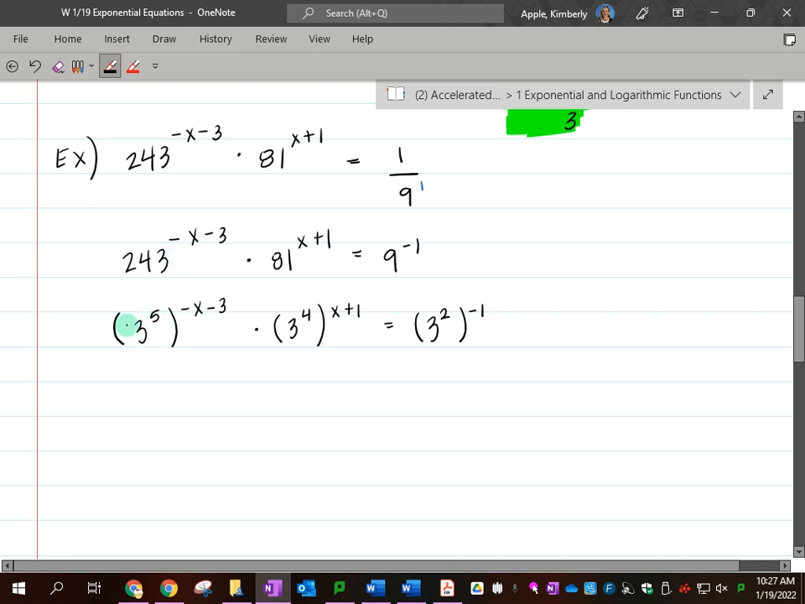So now that I've got my stuff rewritten, I need to handle these exponent rules. And so all this will be multiplied. So this will be 3 to the negative 5x minus 15. I'm just distributing this 5 times 3. I'm going to distribute the 4 now. 4x plus 4 equals 3 to the negative 2.